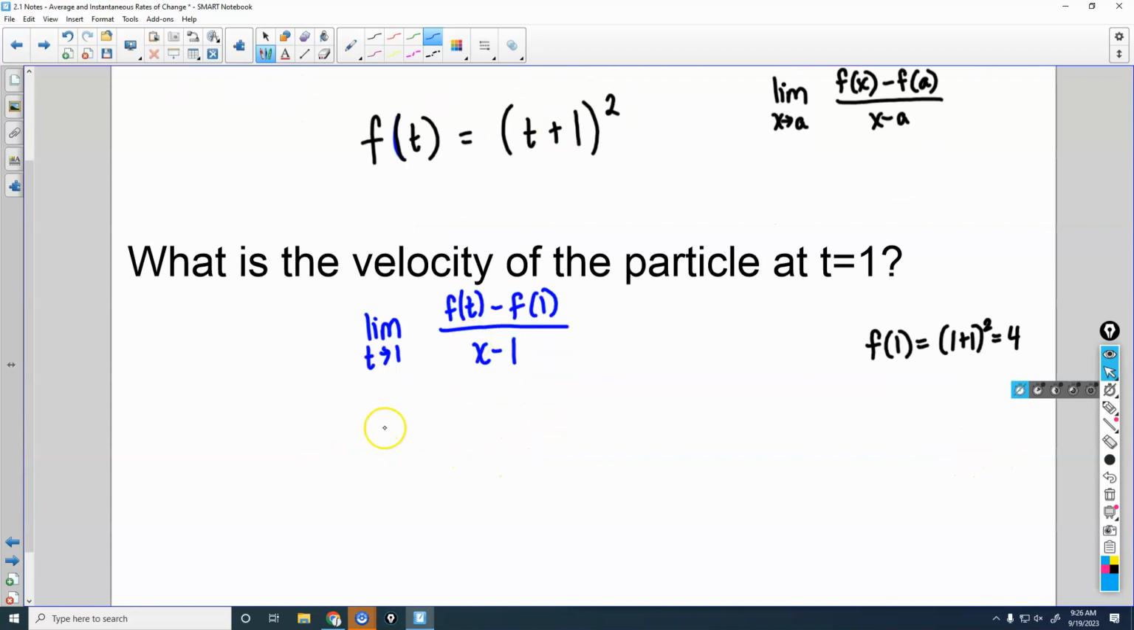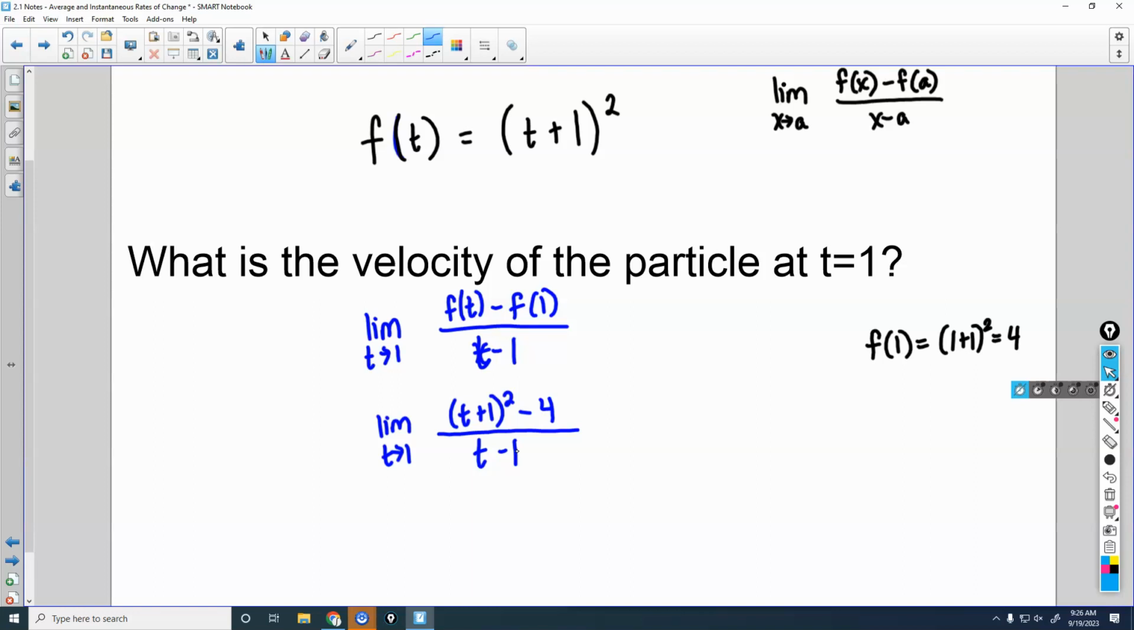So f of t, for this case, is going to be t plus 1 squared. F of 1, we found over here, we had 4. And the bottom is t minus 1. If I plug in 1, what do I get? 4 minus 4 on top, 1 minus 1 on bottom, 0 over 0, right? So something's got to be done to this.